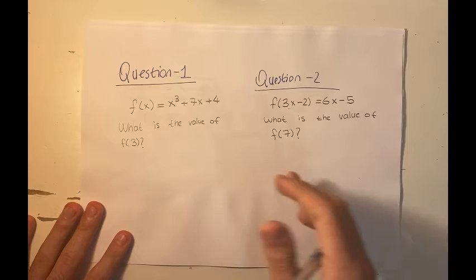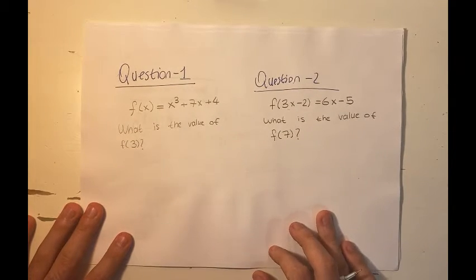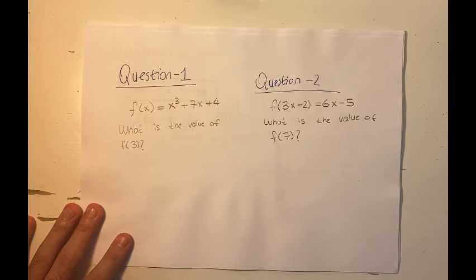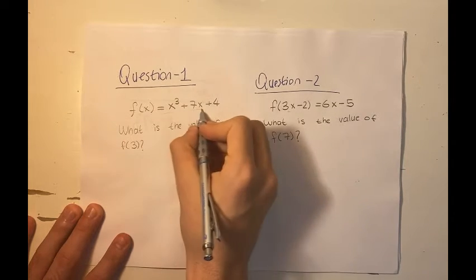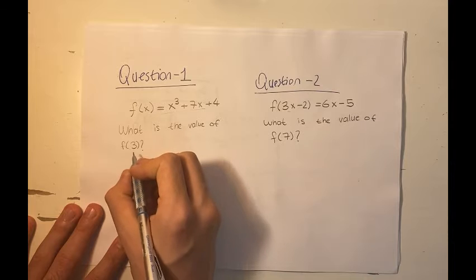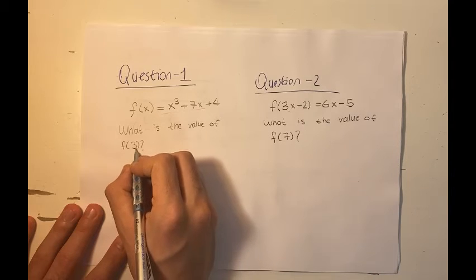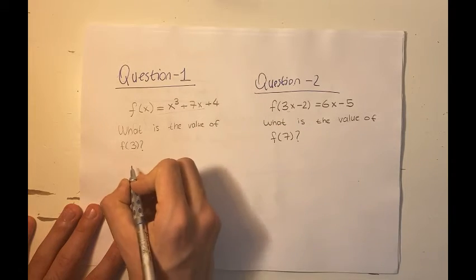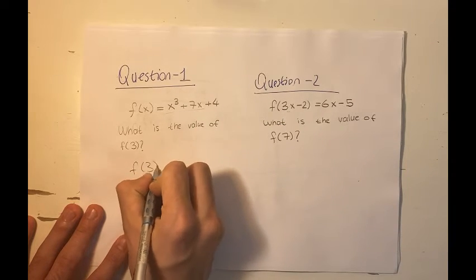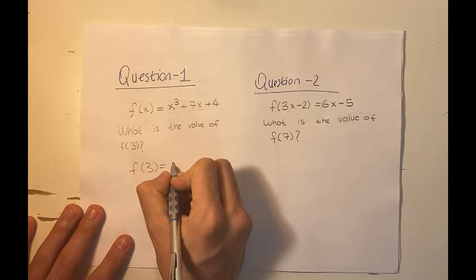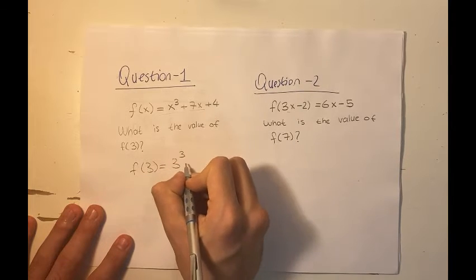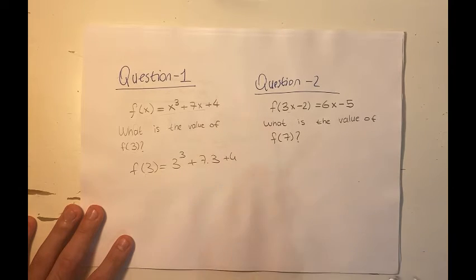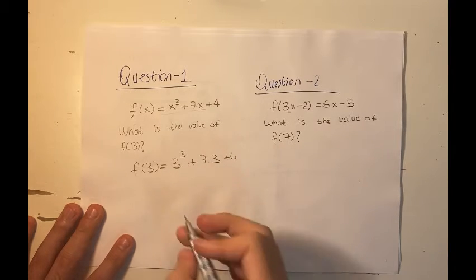Let's continue with two questions. We will find the values of functions. So the question asks, what is the value of the function at 3? This is the function. We will replace 3 anywhere where the x is present. So you will write 3 cubed plus 7 times 3 plus 4. The rest is very simple.